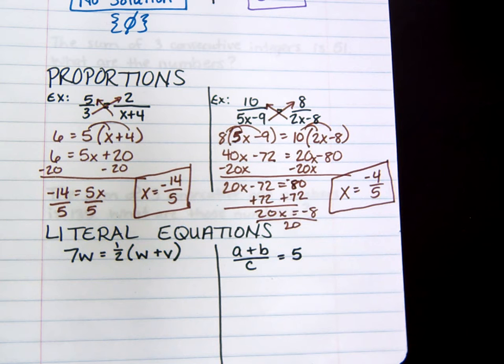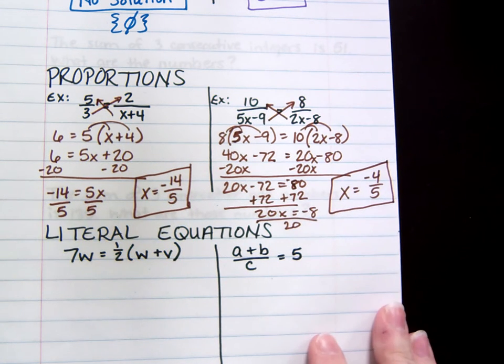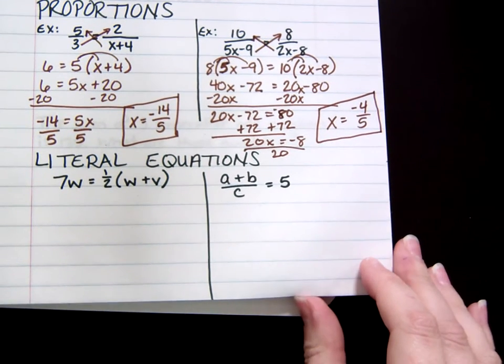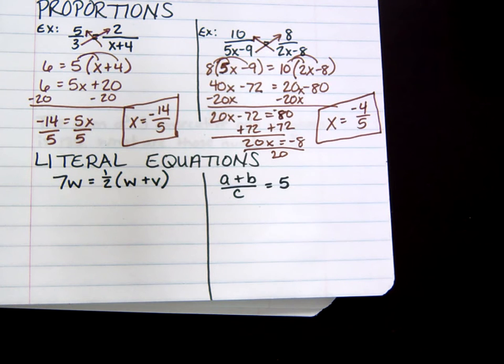Alright, now literal equations is something that comes up a lot in science. So a lot of my students are in physics. You might see an equation in physics where you might have to rearrange the formula to get the variable you're looking for by itself. And you do that following the same steps you would doing just solving it for x in a regular equation.